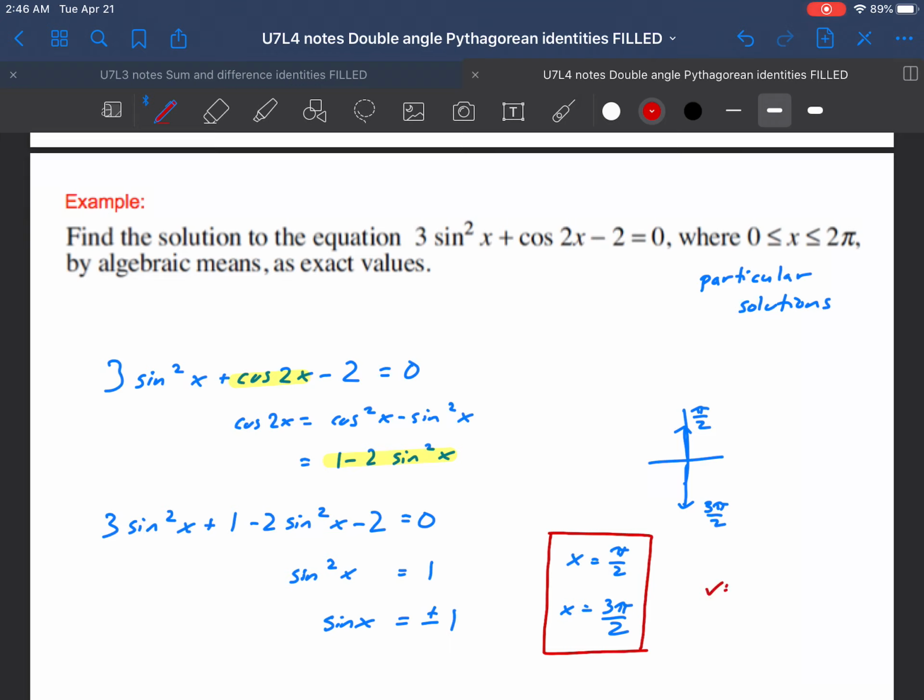Let me check it here. So we'll do pi over 2 first. So 3 times the sine of pi over 2, that's 3, plus 2 times the cosine of pi. The cosine of pi is negative 1, minus 2. Check, that works. Let's check 3 pi over 2. Sine of 3 pi over 2 is negative 1, but squared is positive. So that's 3. The cosine of 3 pi is also negative 1 and then minus 2. So yeah.